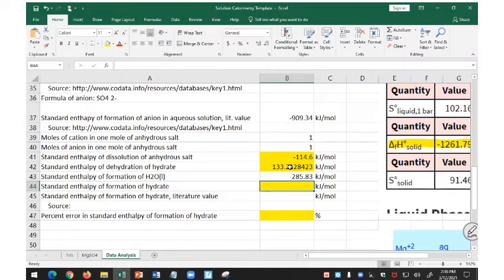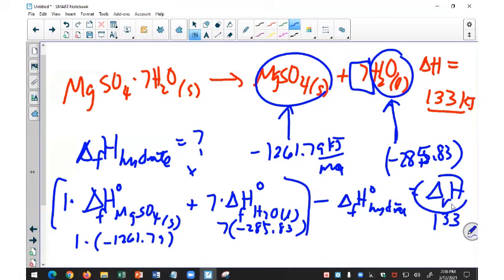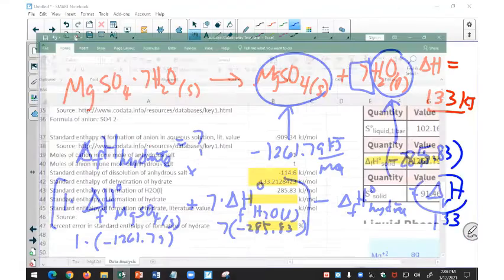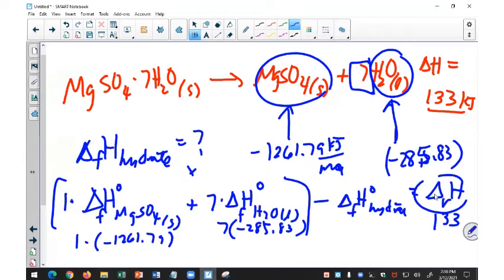Okay, let's try it again. This is the 133. So it's going to start off with this 133. Yeah, you could do it that way. I did 133 minus the water minus the magnesium, and then I divided by negative 1. Well, 133 should be minus because you want to make this positive, right? So you want to move this to the right and you move this to the left. I just divided by negative 1, like multiplied by negative. Yeah.